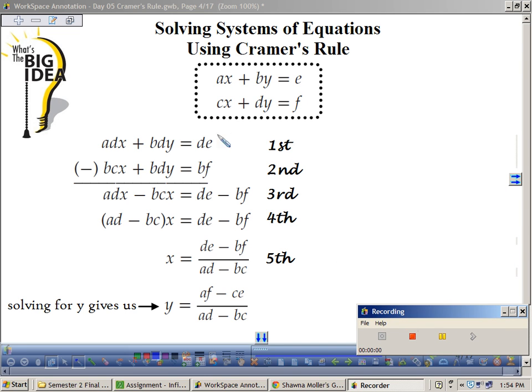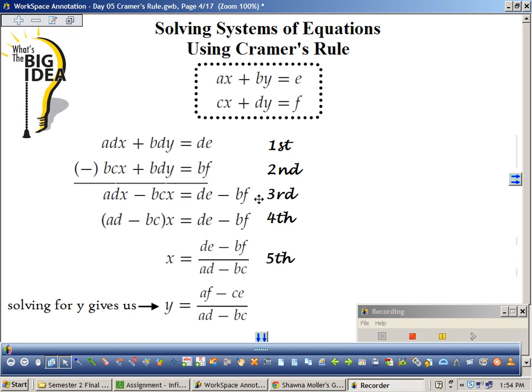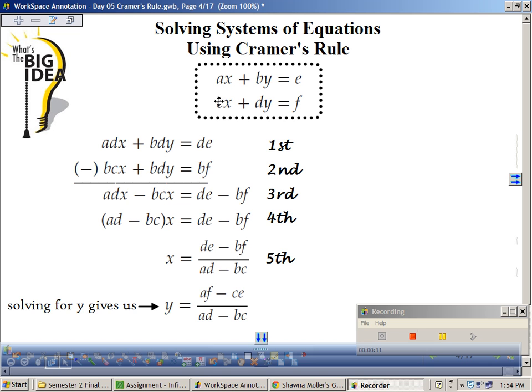Solving systems of equations using Cramer's rule. Let me show you how this is derived. If I have ax plus by equals e, this is just a linear equation, right? And another linear equation. If I were to solve this system, what would I be finding? The x and y. The coordinates. Where they intersect. That's what I'm finding.